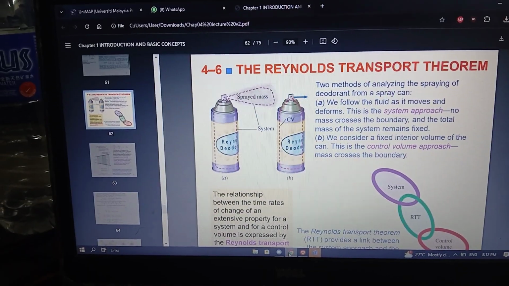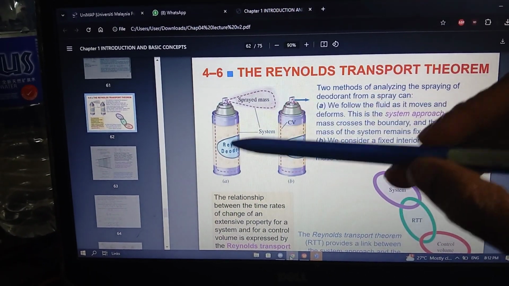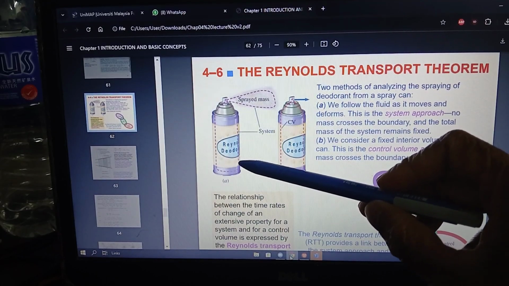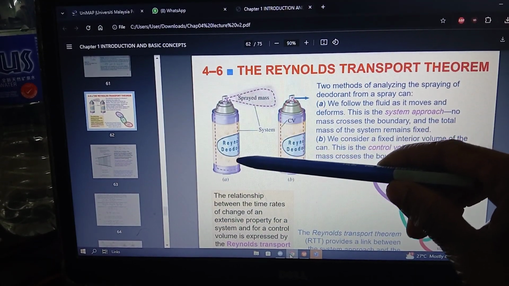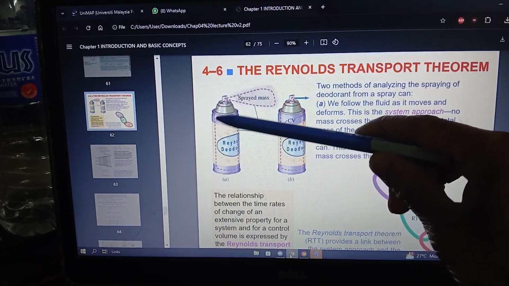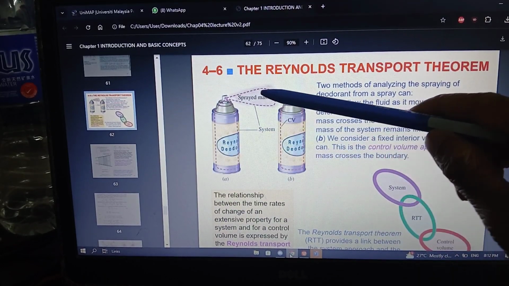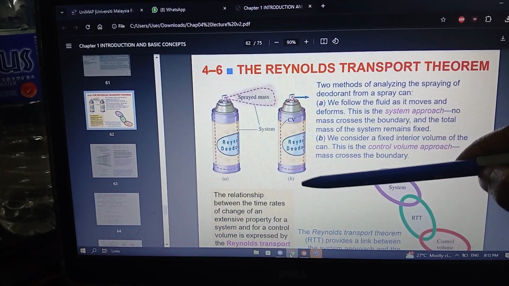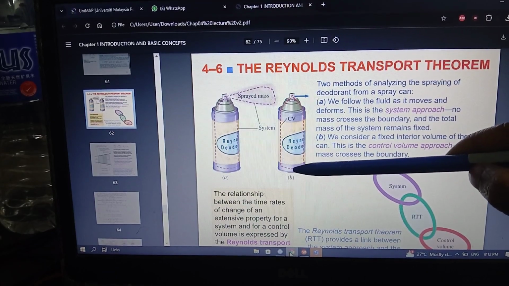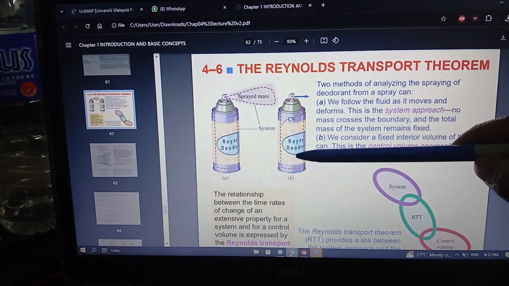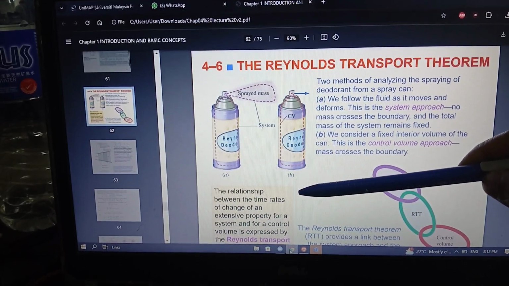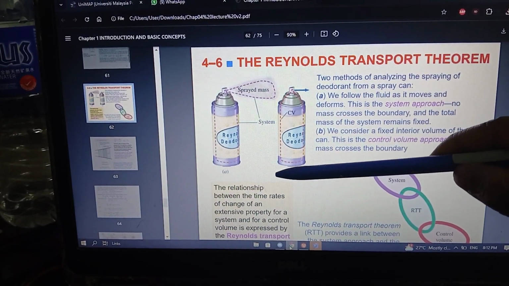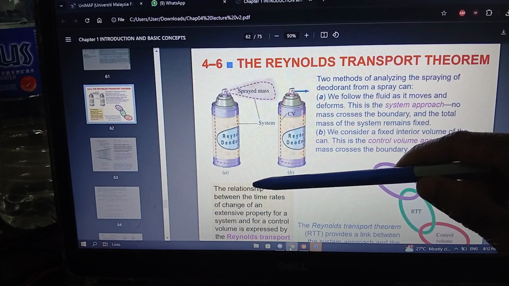For example, we will take these two deodorant spray cans. For A, we will focus on the boundary inside of the can and the sprayed mass or sprayed gas. For B, we will only focus inside of the spray can. So this concept, as I mentioned previously, will include Lagrangian and Eulerian.